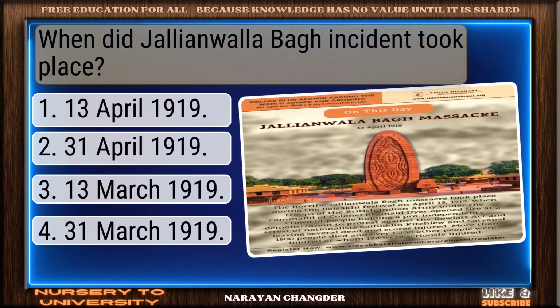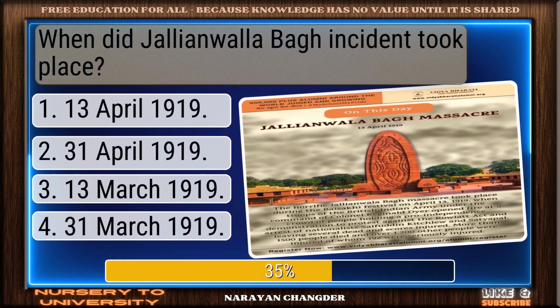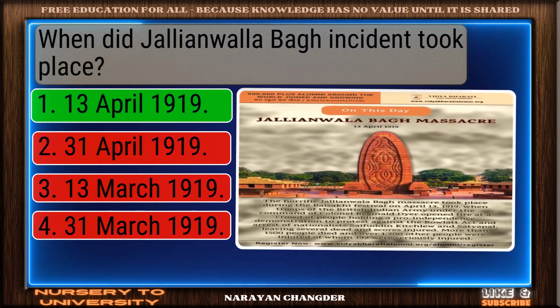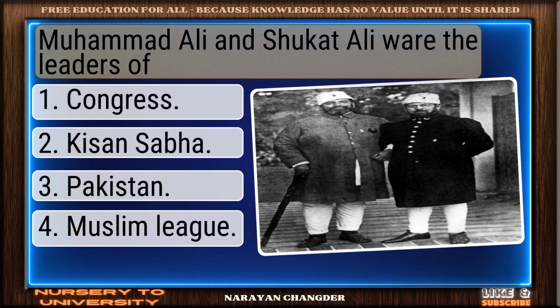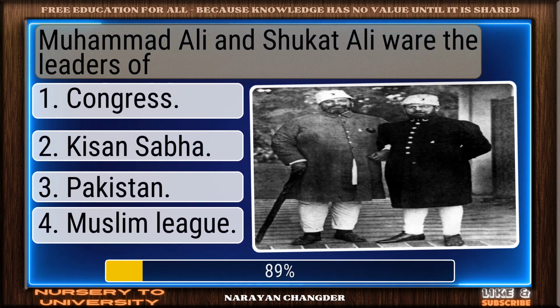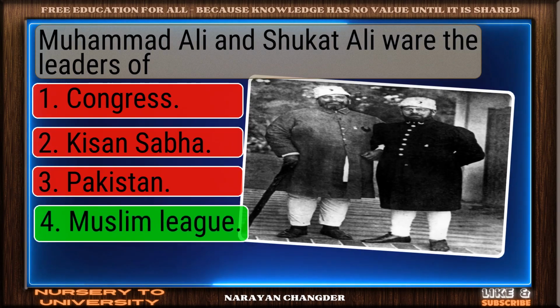When did the Jallianwala Bagh incident take place? You chose 13 April 1919. Muhammad Ali and Shaukat Ali were the leaders of... Smart move. Muslim League is the accurate answer.